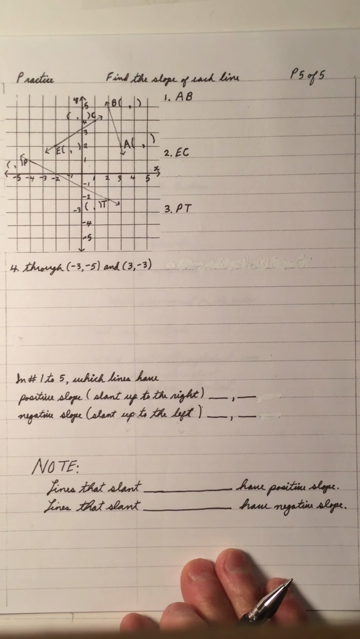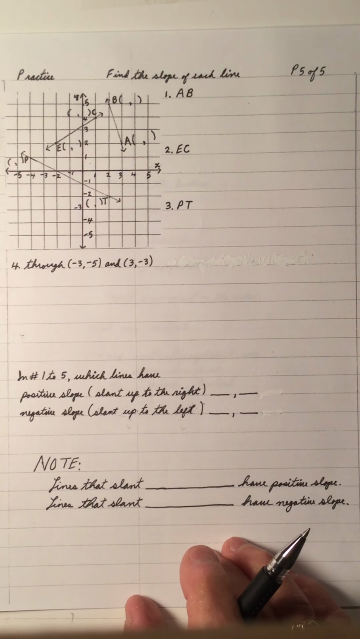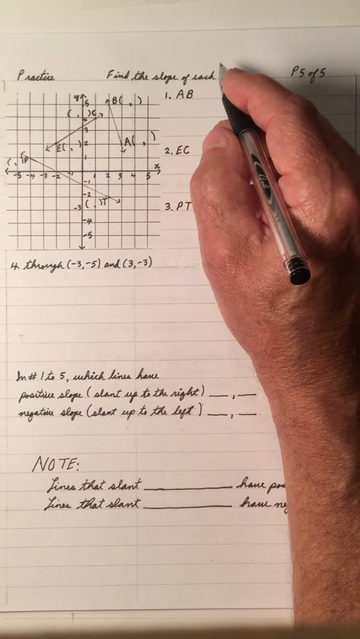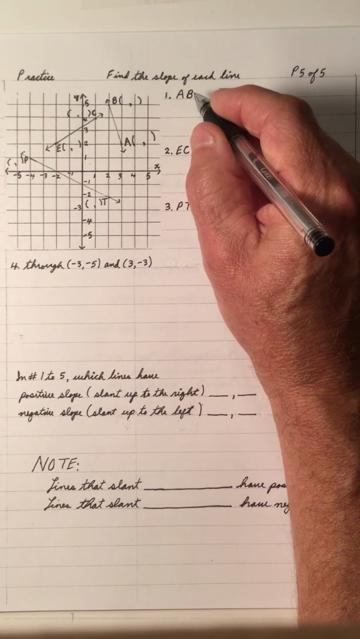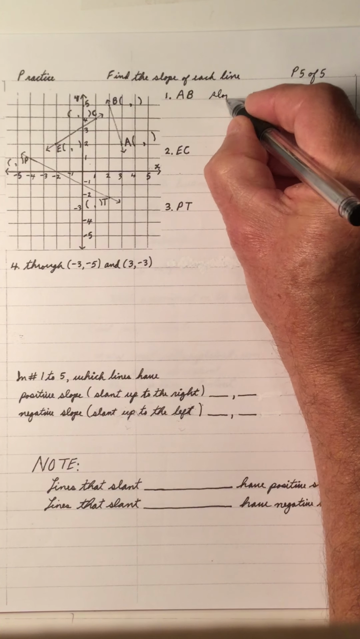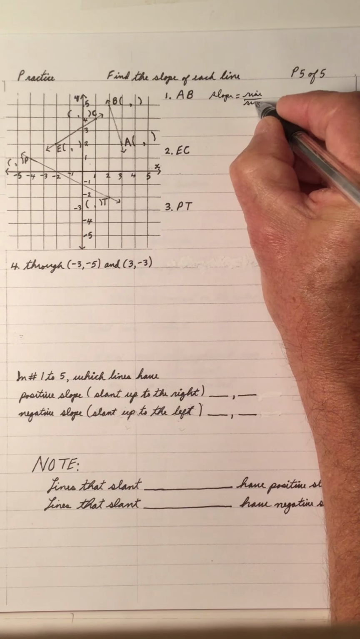More practice. Here we go. Practice means pause the video and work out the slopes. Work out the answers to the problem. Here we go. Find the slope of each line. We're going to find the slope of AB. So here's AB. So the slope is rise over run.